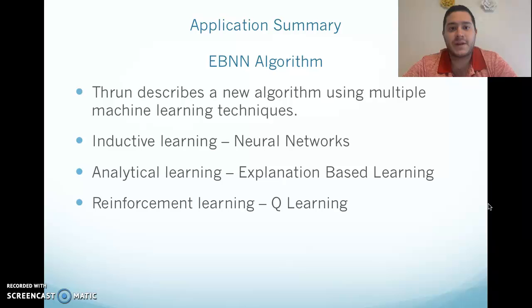So the algorithm that is employed here is called the EBNN algorithm, which is the explanation-based neural network. So the author describes a new algorithm using multiple machine learning techniques. There's three types that are involved: inductive learning, which is a neural network; the analytical learner, which is an explanation-based learning technique; and then the reinforcement learning, which is called Q-learning here.